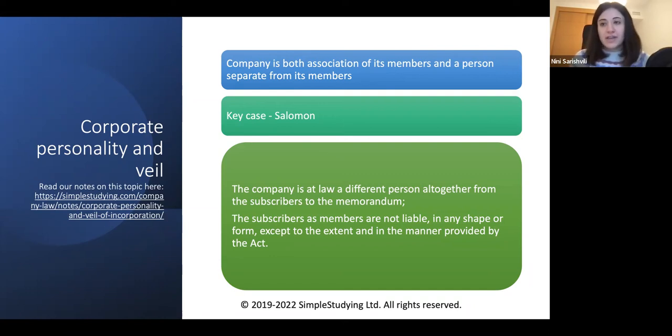The company is therefore at law a different person altogether from the subscribers to the memorandum. What is the memorandum? The Articles of Association. This is like a constitution of the company, and all the shareholders subscribe to it. This principle basically means that the company is a separate person from its shareholders. Shareholders are just the subscribers of the company, but they are not personally liable.